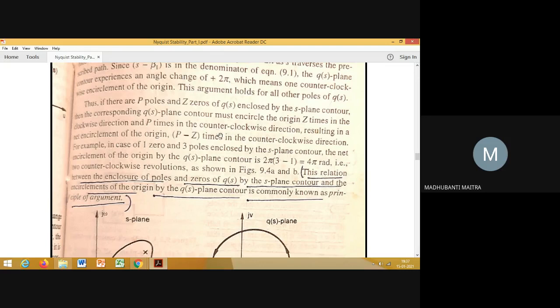Anti-clockwise means counterclockwise. Yes, P times in the counterclockwise direction and Z times in the clockwise direction. So the net encirclement of the origin in the counterclockwise direction will be P minus Z, and that is equal to N. N is the number of encirclements of the origin of the QS plane by the QS phasor in the counterclockwise direction. So N is equal to P minus Z.